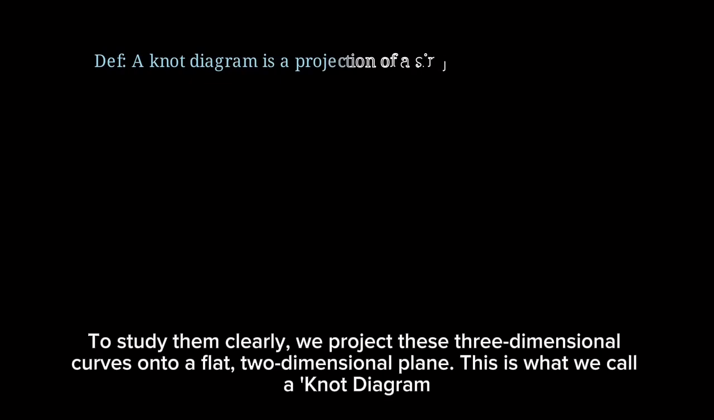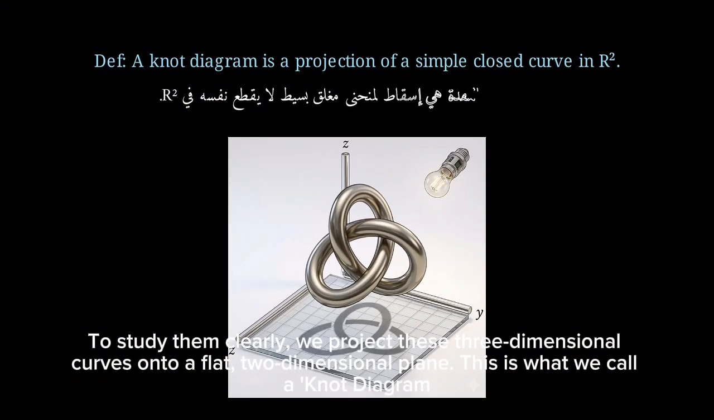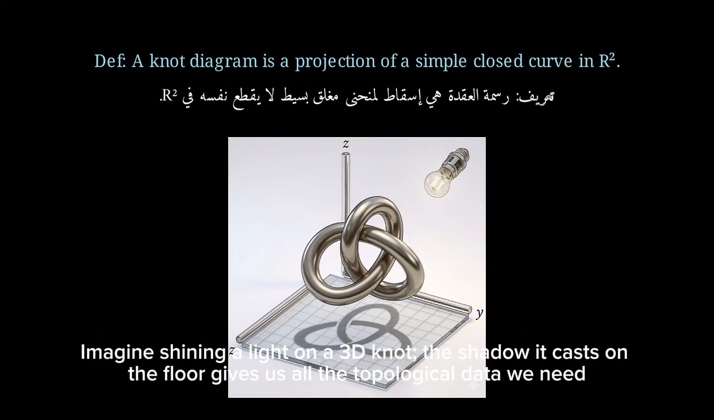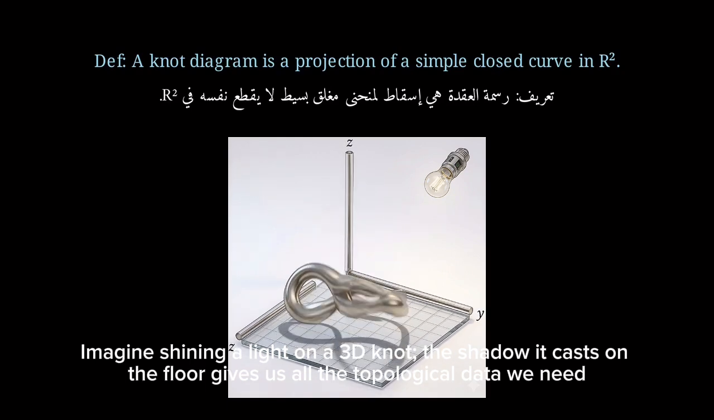To study them clearly, we project these three-dimensional curves onto a flat, two-dimensional plane. This is what we call a knot diagram. Imagine shining a light on a 3D knot. The shadow it casts on the floor gives us all the topological data we need.